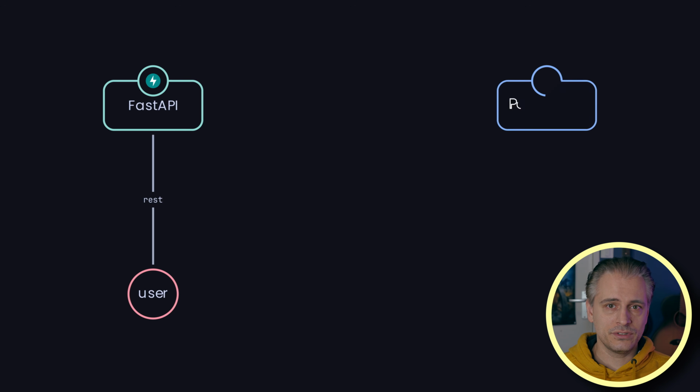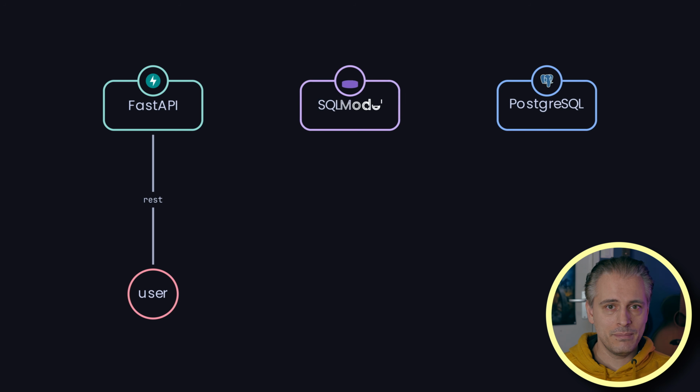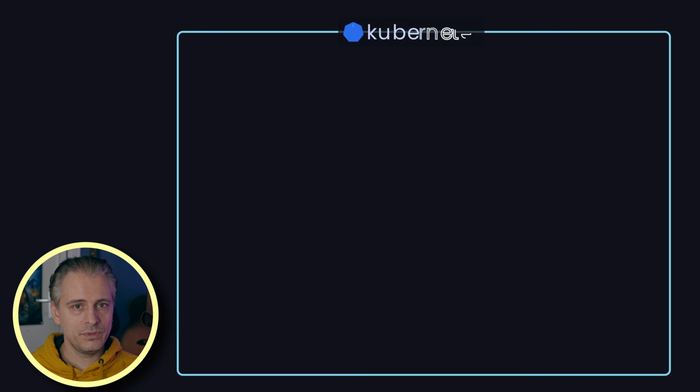For our Postgres connection, we'll use SqlModel, a powerful package from the same developer as FastAPI. It leverages SQLAlchemy and Pydantic under the hood to provide a fully typed interface for database communication. Once we've built our application, we'll tackle deployment.